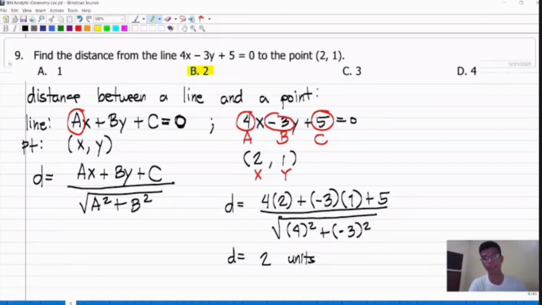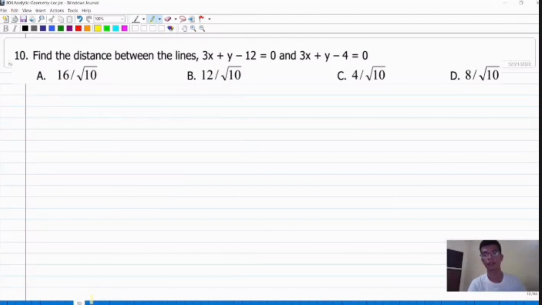Letter B. Problem number 10. Find the distance between the lines 3x plus y minus 12 is equal to 0 and 3x plus y minus 4 is equal to 0.